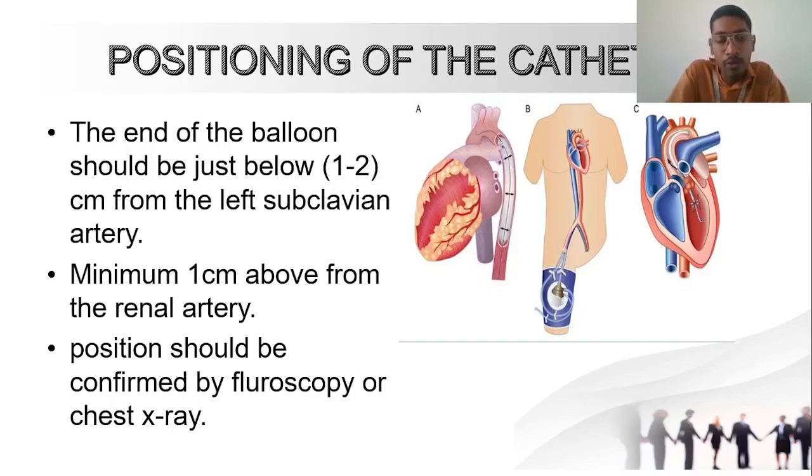As well as that, the catheter should be placed a minimum of 1 centimeter above the renal artery. And how can we confirm the position? We can confirm it by using fluoroscopy as well as a chest X-ray.